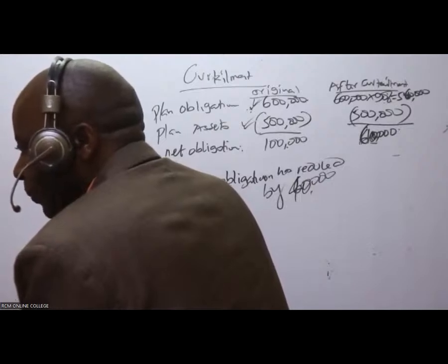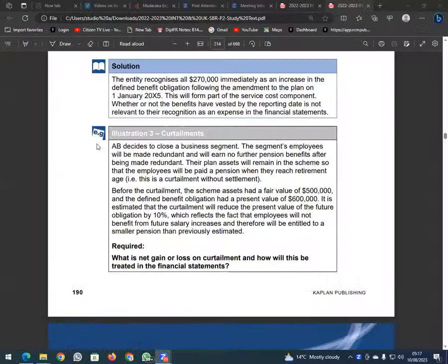Great questions. So they're telling us, before the curtailment, the scheme assets had a fair value of 500,000 and the defined benefit obligation had a present value of 600,000. It is estimated that the curtailment will reduce the present value of the future obligation by 10%, which reflects the fact that employees will not benefit from future salary increases.